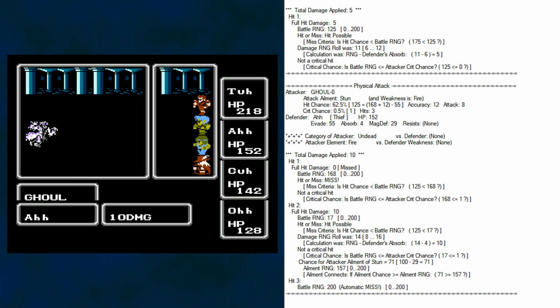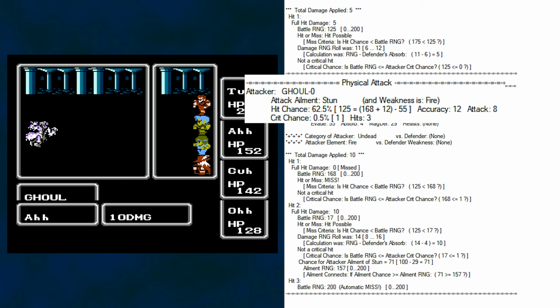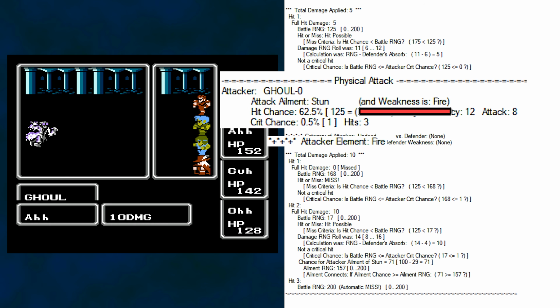Are there more bugs than this? I'm glad you asked. You may have noticed that the ghoul is weak to fire and therefore attacks with fire. There is a bug that applies an enemy's weakness as the element of its attack when it checks to see if the defending party member has resistance to it. Let's check this bug out in more detail using a different enemy.